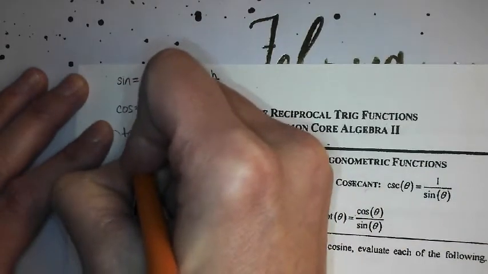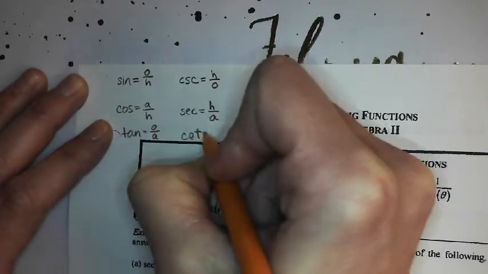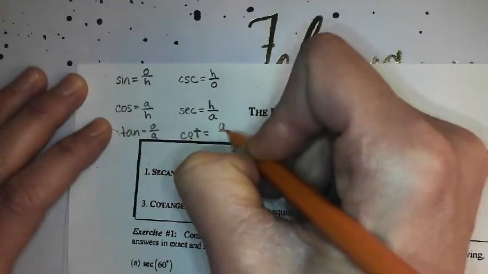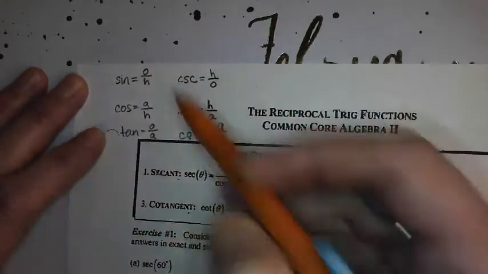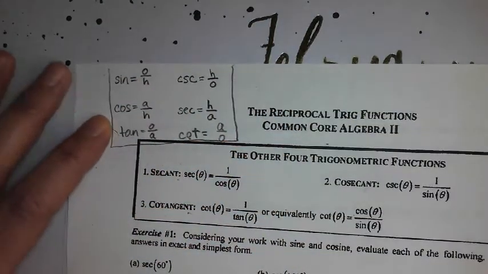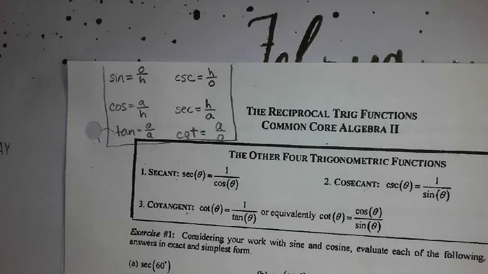And lastly, we always knew that tangent was opposite over adjacent. So if we want the cotangent, which is abbreviated COT, we would just do adjacent over opposite. Okay? Now, the biggest challenge is going to be memorizing which one is the reciprocal of what.